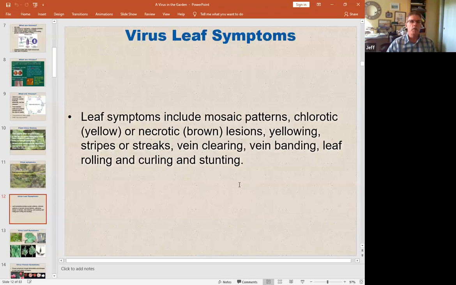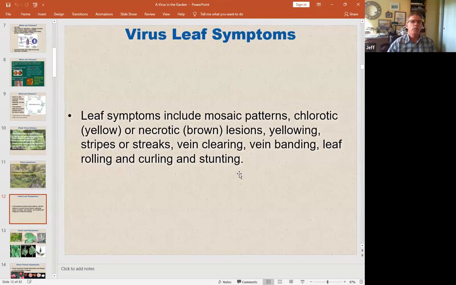Now, the virus may express different symptoms in different parts of the plant. For leaf symptoms, for example, we have mosaic patterns. They look sort of like a checkerboard. They're yellow and green spots all over the leaves. They may produce chlorosis or yellow spots, or necrosis, brown spots, yellow stripes, streaks, vein clearing, vein banding, leaf rolling, and curling and stunting. Don't worry, I'll provide pictures of these.